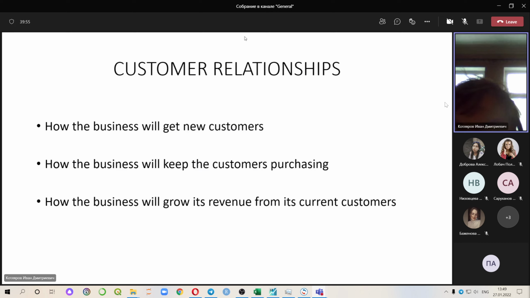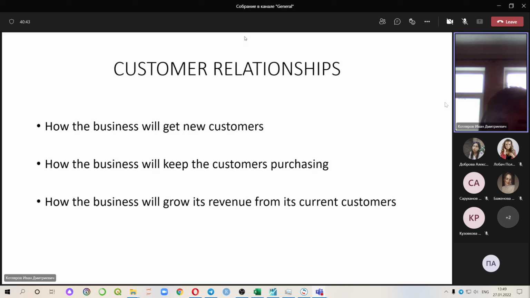How will the business keep the customers purchasing? Sometimes it is not so important. If you work with a flow of customers and all customers are always new, okay, in this case, there is no need for you to keep the customers purchasing. For example, if you are a tourist guide in Sevastopol, for example, in Crimea, in this case, you don't have to keep the customers purchasing. Tourists use your services just once, and after that, they forget about you.